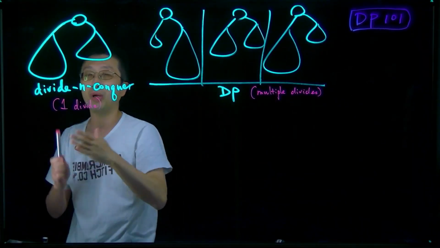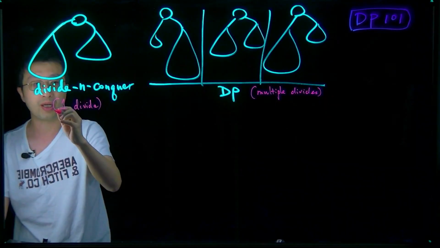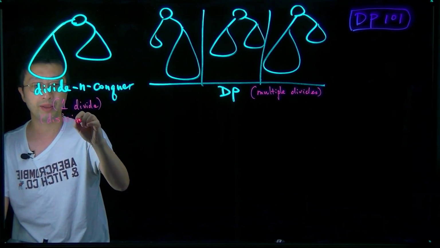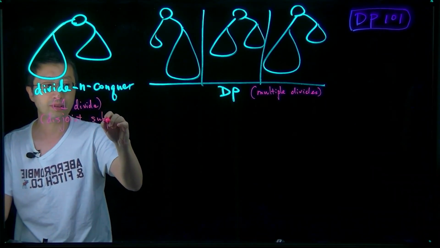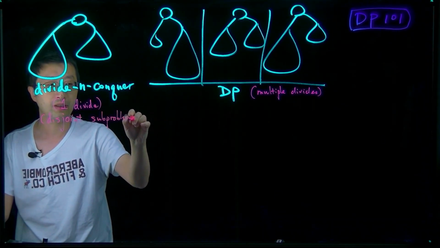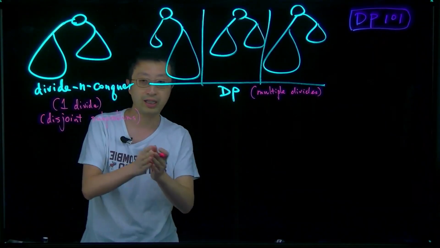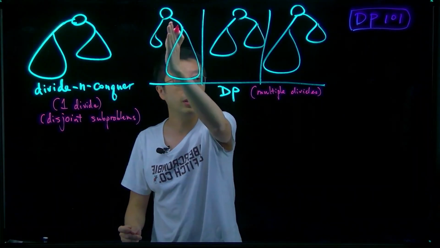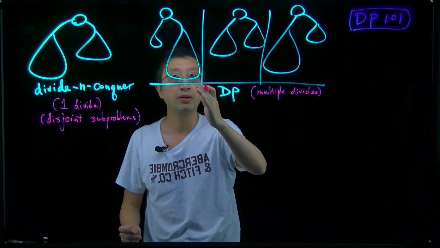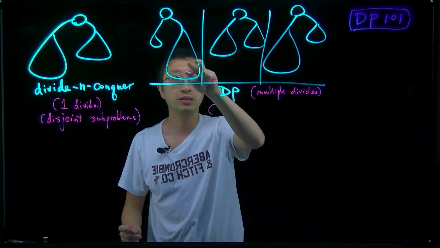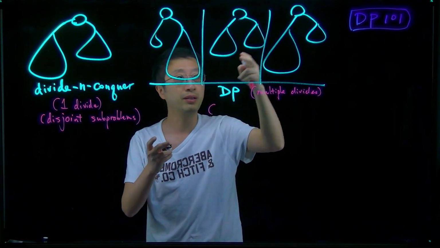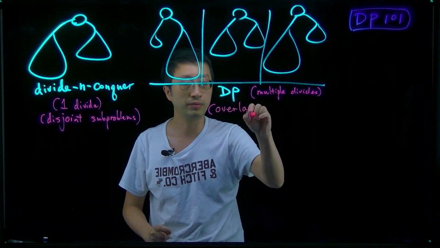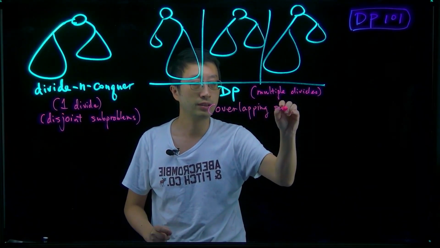Here we have only one divide, and the subproblems are non-overlapping, or what we call disjoint subproblems, because like in merge sort or quicksort, you divide the array into 2 subarrays. These 2 subarrays are definitely disjoint. But in DP, because you have multiple divides, you would have overlapping subproblems, because this problem and this problem are overlapping, and this problem and this problem are overlapping, right? So you have overlapping subproblems.